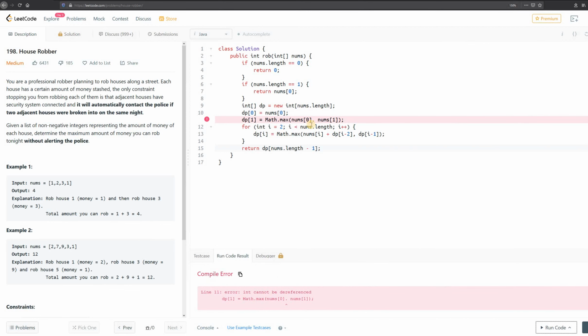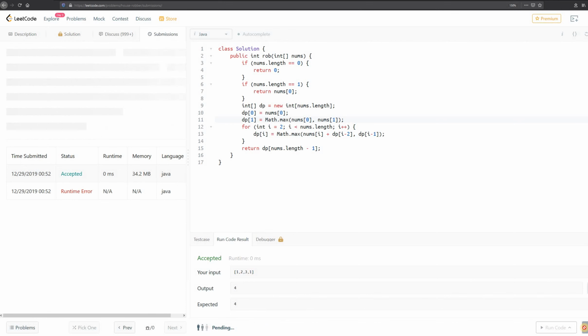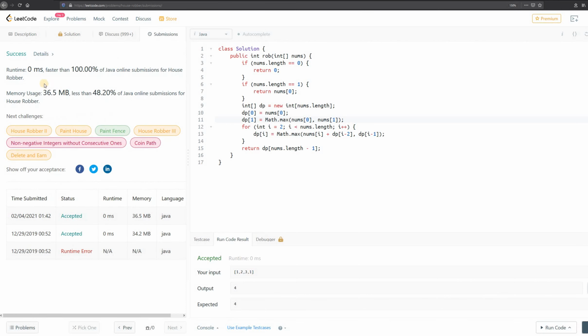Okay, we got an error, just a small typo. So yeah, it is accepted. Let's do a submit and see. I hope you got the logic behind the problem. You can see that it almost takes no time. It takes 0 milliseconds and it's faster than 100% of the submissions.